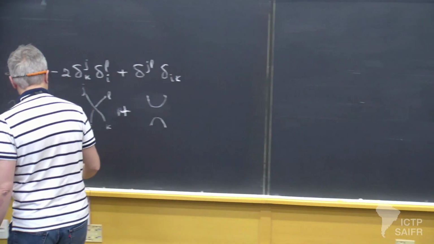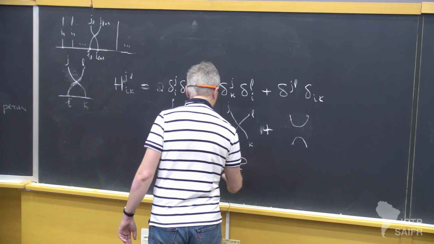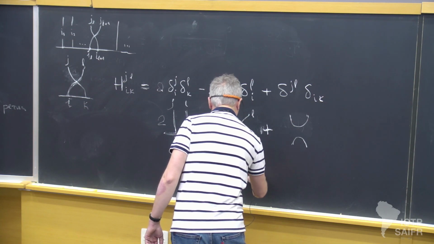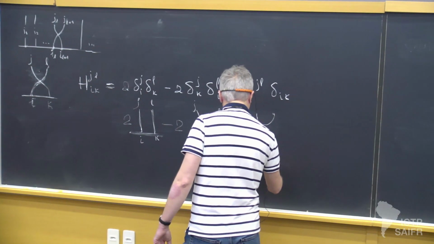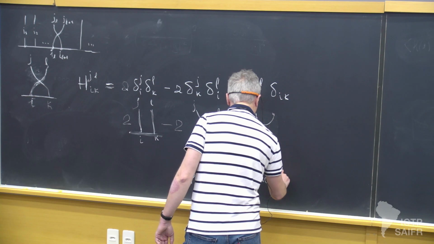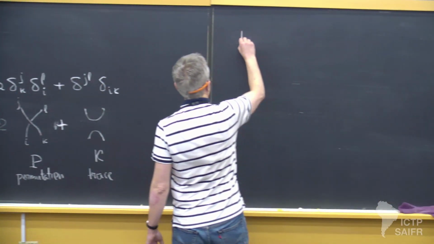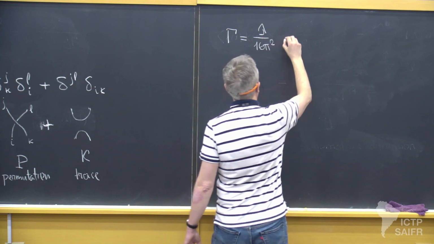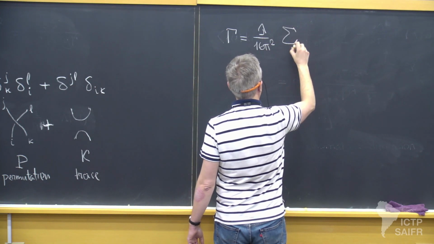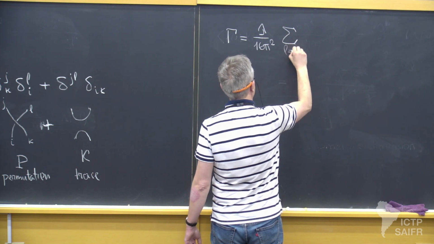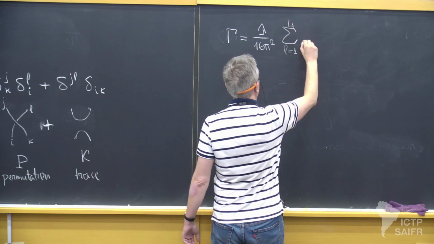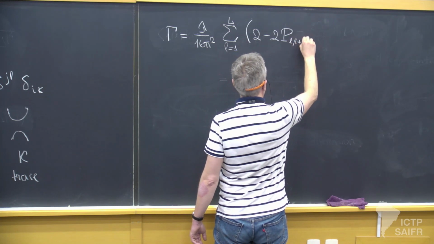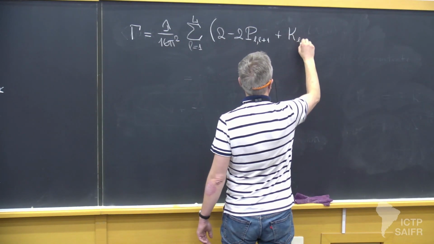So one can call this matrix a permutation matrix, and this will be a trace. So at the end, what you'll find is that the mixing matrix is equal to lambda over 16 pi squared, and then sum over all nearest neighbors of 2 minus 2 times permutation acting on sites L and L plus 1 plus trace acting on the same sites.